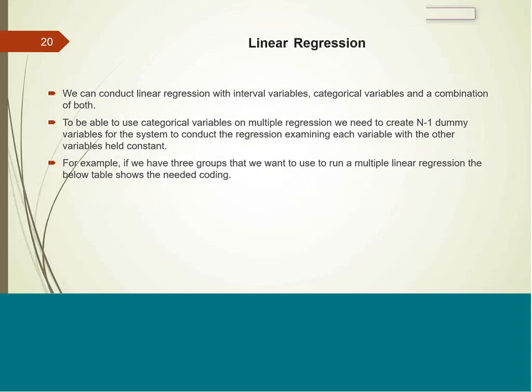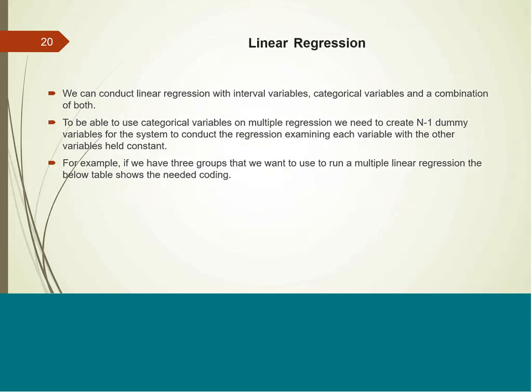We can do linear regression with interval variables, categorical variables, and a combination of both. And there is a very wonderful discussion that I always introduce in my statistics classes about the similarities between ANOVA and linear regression. As you can see, one of the things you do in ANOVA is you're going to have categorical variables. And there are ways to do linear regression as well.